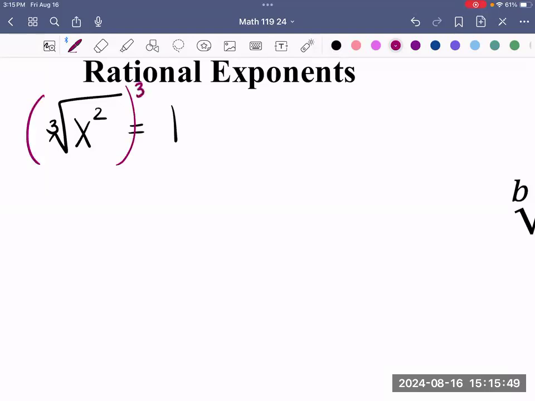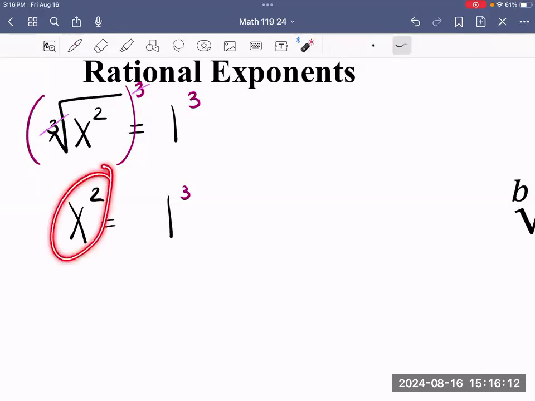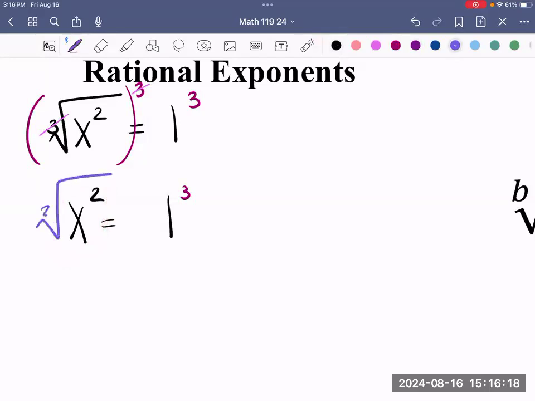Well, to undo a cube root, you're going to cube both sides. That will eliminate your cube and your cube root. So then you're left with x squared is equal to 1 to the 3rd power, which, yes, I know it's going to be 1, but I'm going to keep that there just for a moment. And then how do you undo this square? Well, then you're going to square root it. What you do to one side, you do to the other side. So it cancels once more. So you're left with x is equal to the square root of 1 cubed.